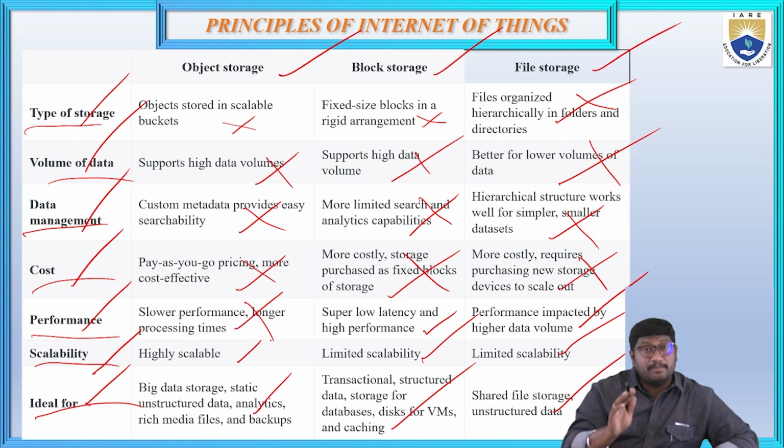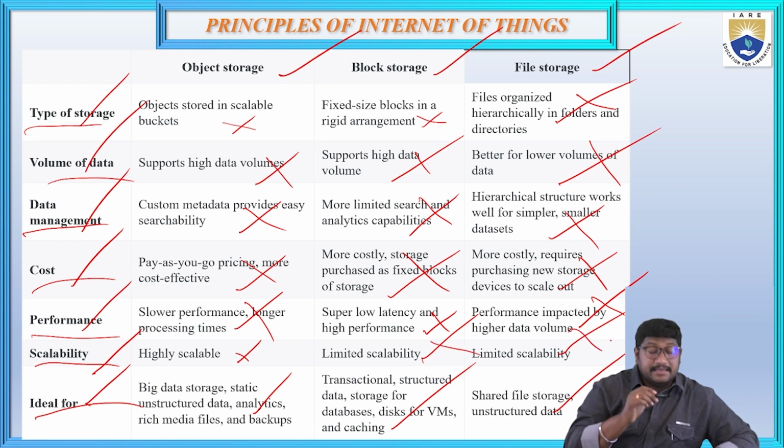Performance: here, slow performance and longer processing time will be there in object storage, whereas block storage has super low latency with high performance, and performance is impacted by high data volumes. Scalability: high scalability will be there in object storage, whereas it is limited in block and file storages.